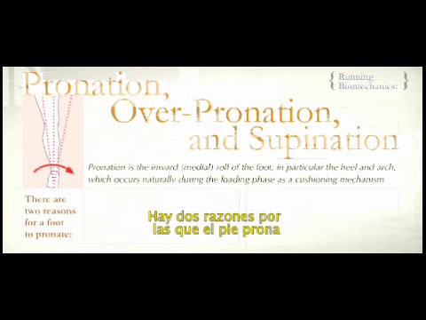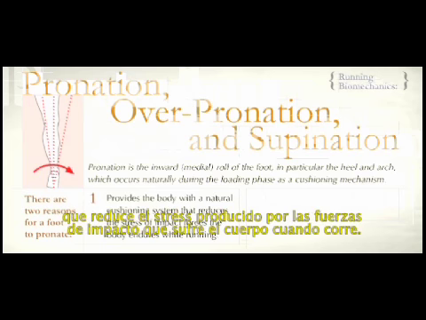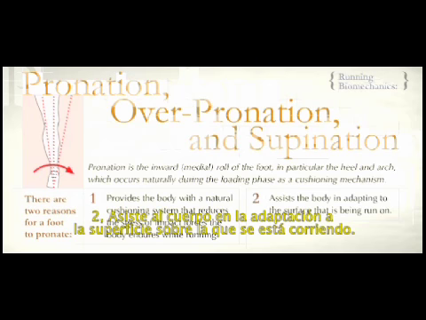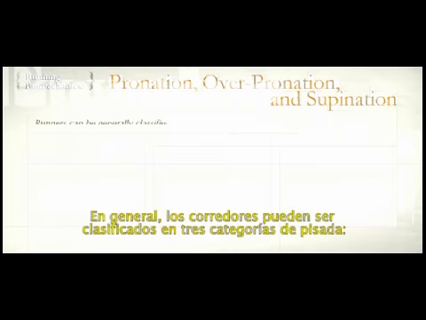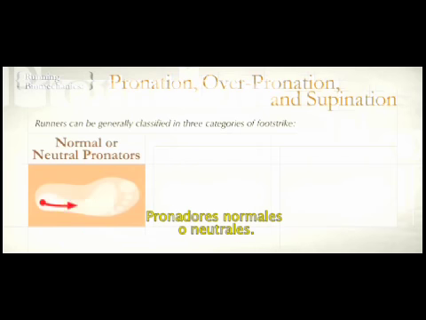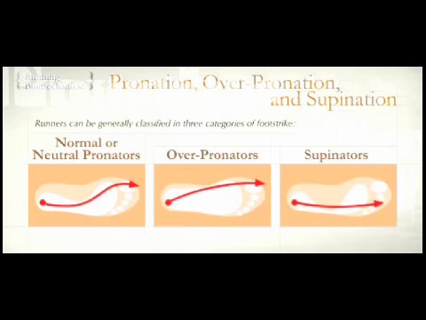There are 2 reasons for a foot to pronate. One is to provide the body with a natural cushioning system that reduces the stress of impact forces the body endures while running. Two is to assist the body in adapting to the surface that is being run on. All runners pronate to some degree. Runners can generally be classified in 3 categories of foot strike: normal or neutral pronators, overpronators, or supinators.